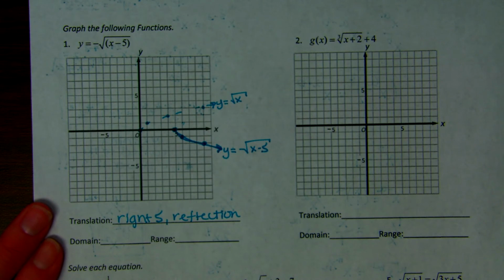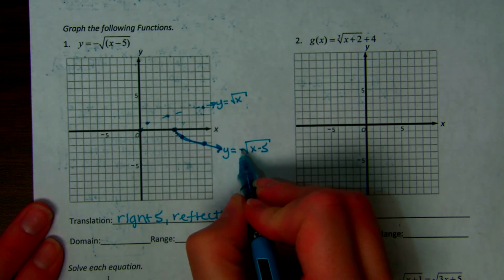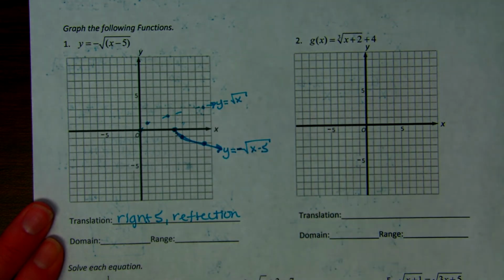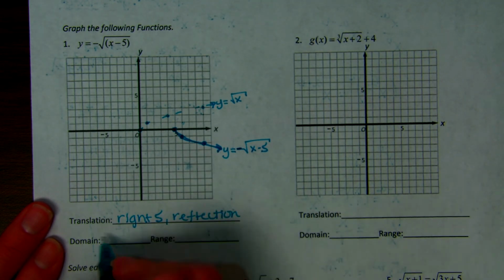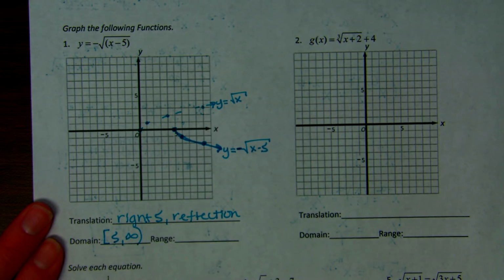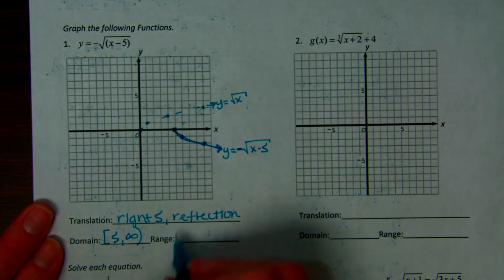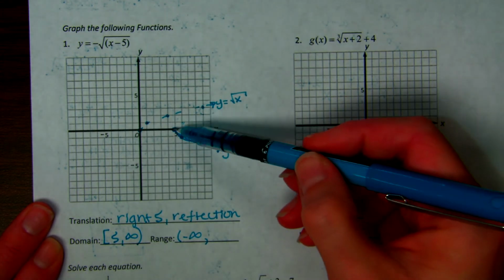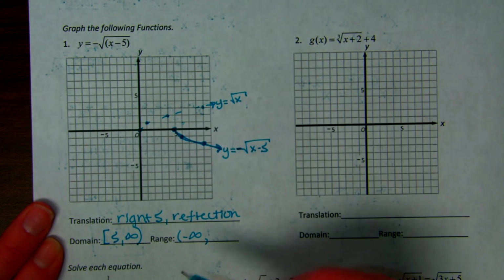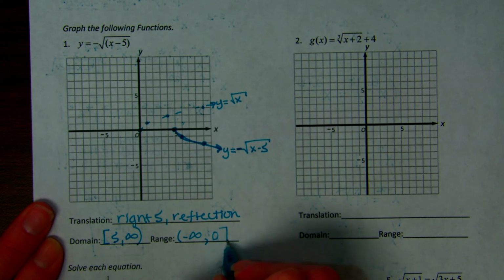Like that. There's a negative. More visible. Okay. Domain of this function, it's been moved right 5, so the domain is 5 to infinity. The range of this function is usually 0 to infinity, but because it has been reflected across the x-axis, it changes to negative infinity first, and then up to the topmost point, which is this point right here. So negative infinity to 0.